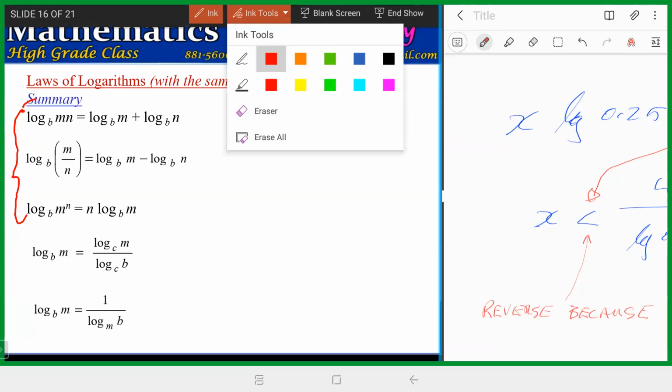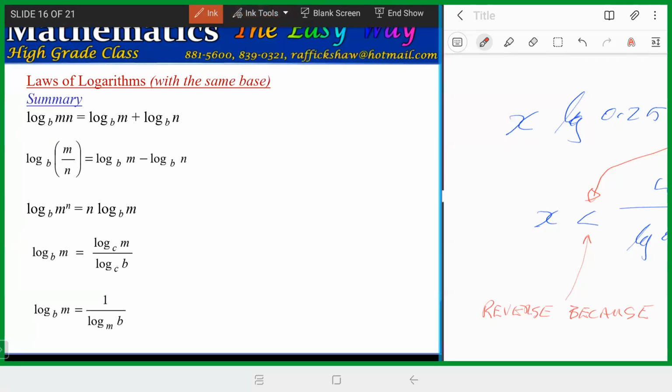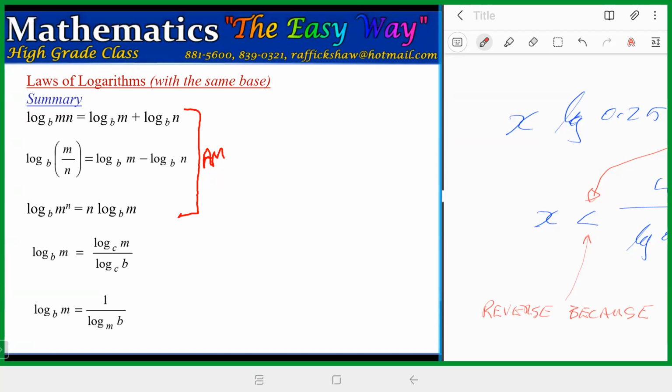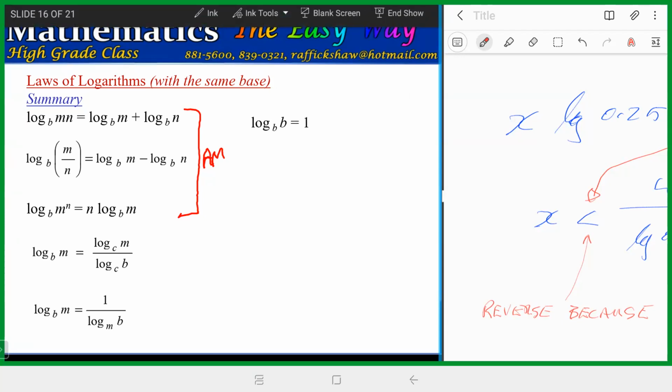So I'm saying add maths must know these three. Pure maths have to know everything, but add maths only need the first three. That one add maths must know as well. This one too, add maths must know this one as well.